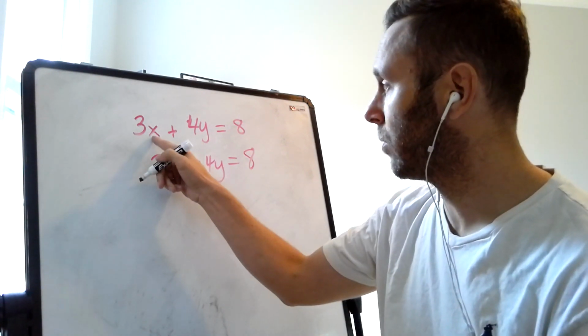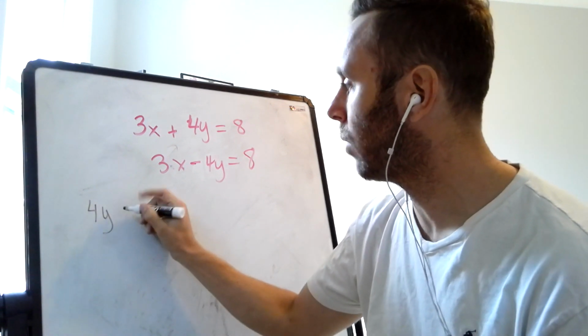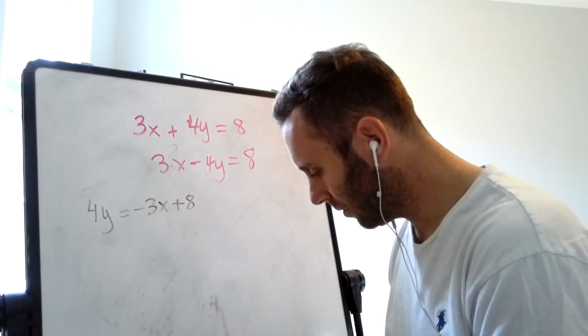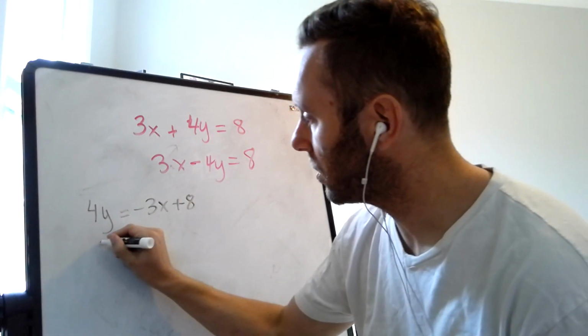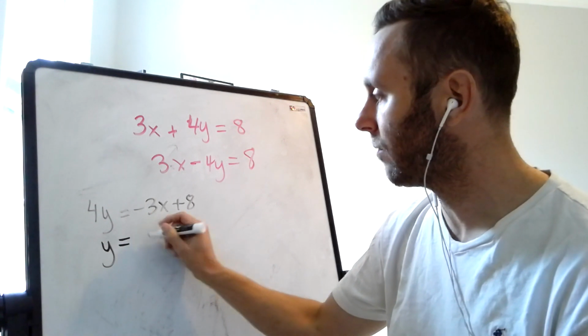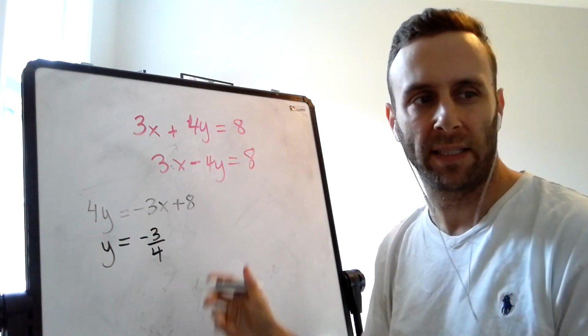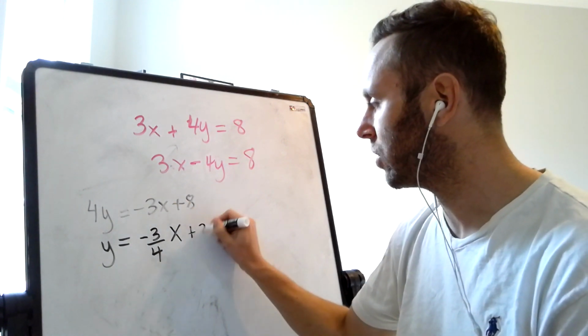To solve this one for y, I would have to subtract 3x on both sides, which gets me 4y equals negative 3x plus 8. Then I divide both sides by 4. When you divide both sides by 4, you just leave this as negative 3/4 x, because you don't want to make it 0.75x, and 8 divided by 4 is 2.